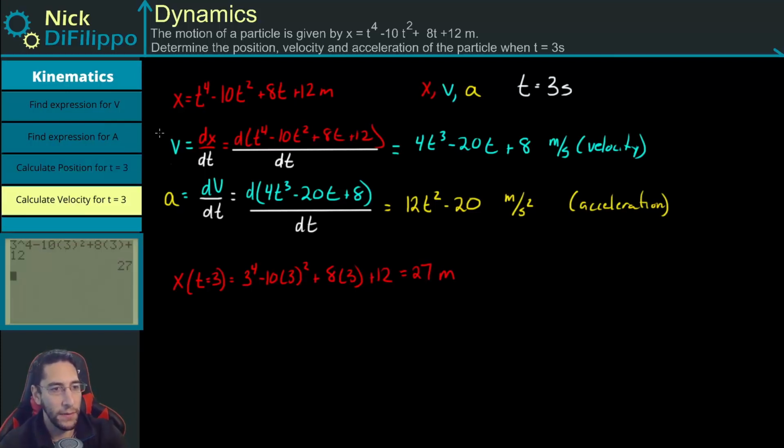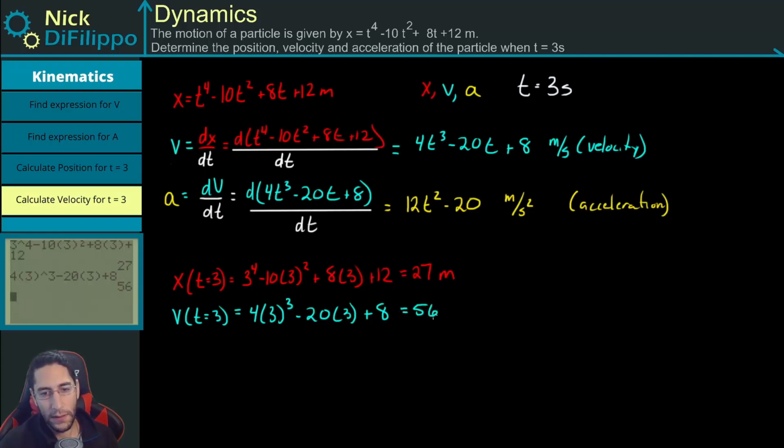Let's look at our velocity. Our velocity when t is equal to 3 is equal to this expression with 3 substituted in for t. So this is going to be 4 times 3 cubed minus 20 times 3 plus 8. Again, let's go to the calculator. 4 times 3 cubed minus 20 times 3 plus 8, and we get 56. So this is moving at 56 meters per second.